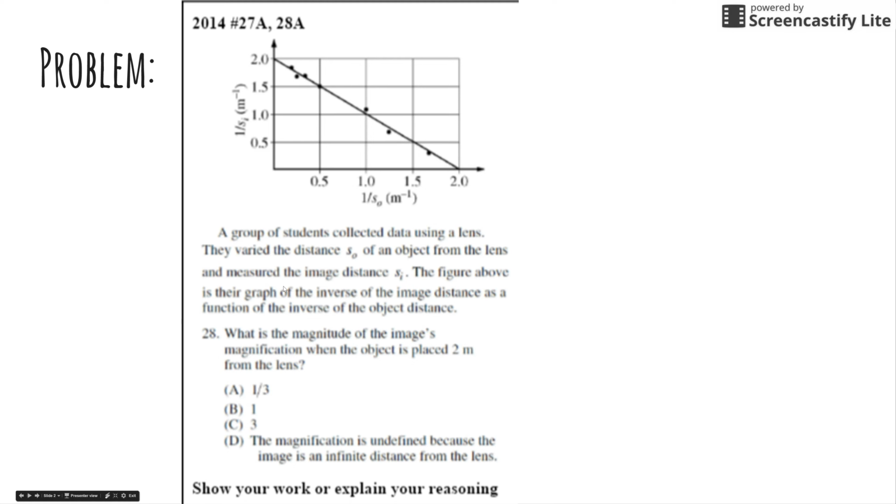The figure above is their graph of the inverse of the image distance as a function of the inverse of the object's distance. And the question is, what is the magnitude of the image's magnification when the object is placed 2 meters from the lens?